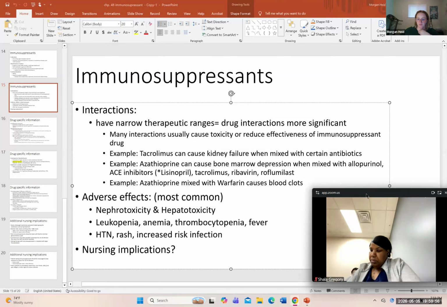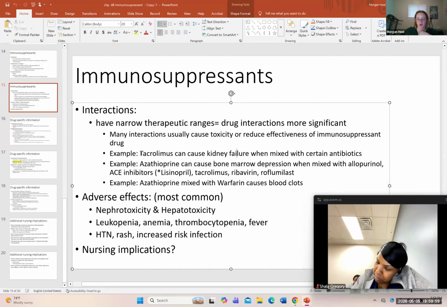And then I'm just going to give you some specific drug ones right here. Tacrolimus can cause kidney failure if you take it with certain antibiotics. So basically, the medication Tacrolimus, don't take it with antibiotics, period. Or you may get kidney failure. Why? Because antibiotics are also usually pretty hard on the kidneys. So I don't want to take two things at the same time that may be hard on my kidneys because it'll do too much damage. Okay. Questions there?